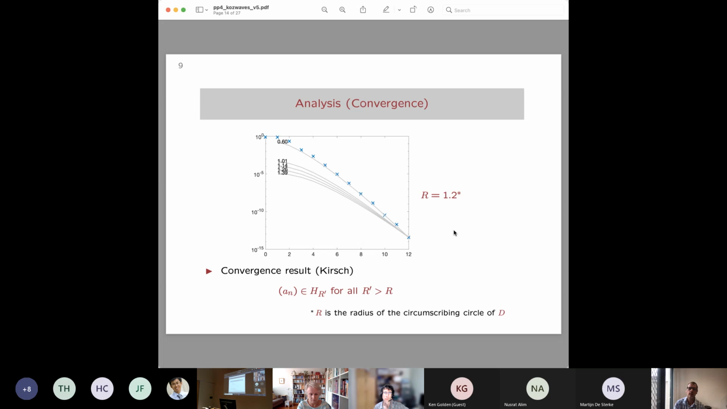In fact, it looks like numerical evidence suggests that we can replace R with R0 for some R0 less than R. And at the moment, I'm not going to say what this R0 is, but it looks like a much stronger result holds for the convergence of this sequence.